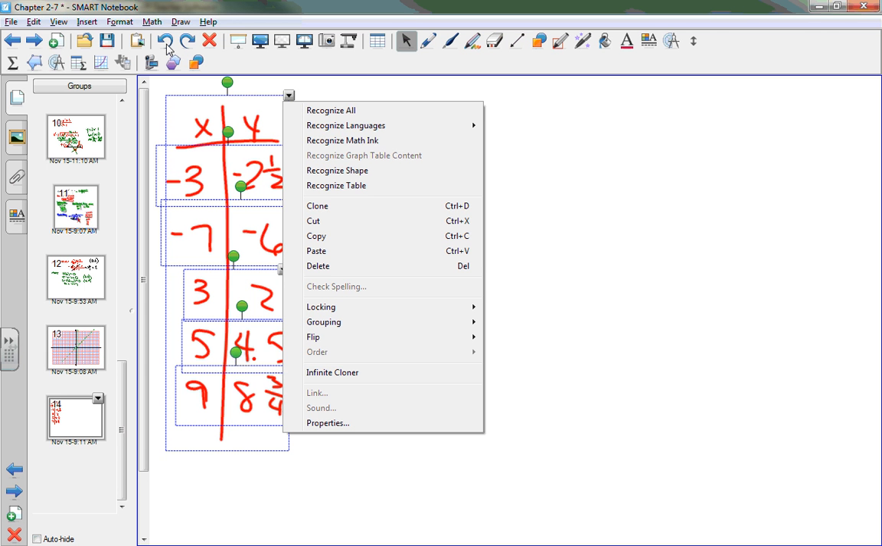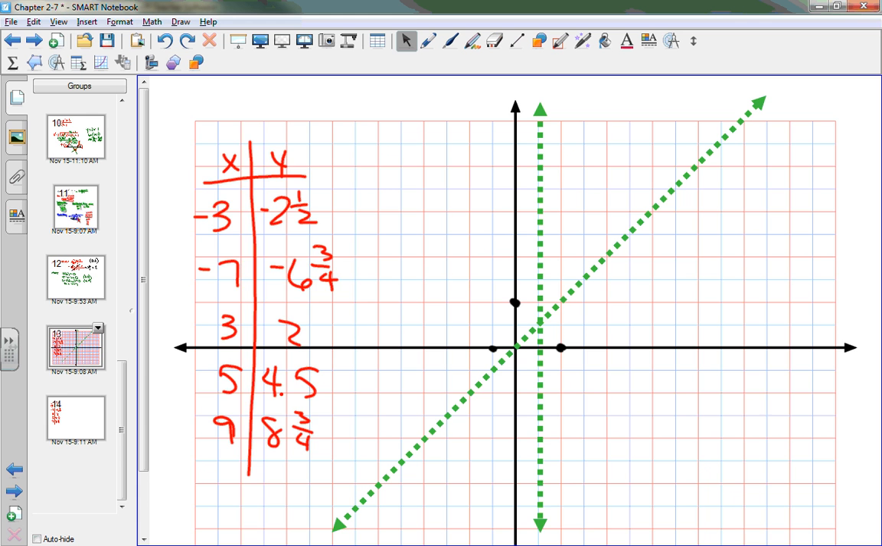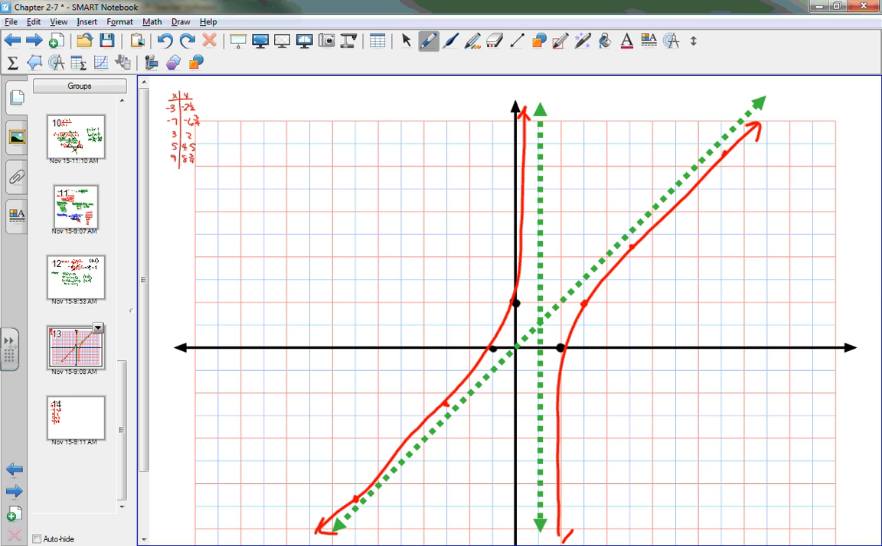So I take all of this, come over here, paste that in, and I'm going to graph it. I'm going to graph negative 3, negative 2.5. That puts me right there. I'm going to graph negative 7, negative 6 and 3/4. That puts me right there. So I now know that this is going to look like this. Do we see that? Go on the other side. 3, 2. That puts me there. The other one was going to be 5 and then 4.5. Puts me there. My next one was going to be 9 and then 8 and 3/4. Puts me there. Do you see it? Does that make sense?